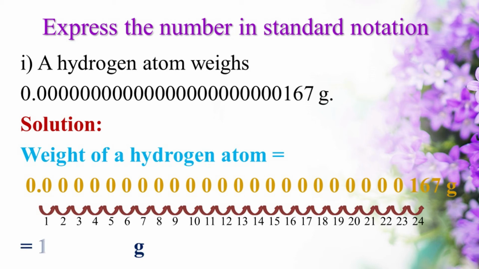Okay, therefore this number can be written as 1.67 into 10 to the power. What should be the power here? Minus 24 gram. The weight of the hydrogen atom is 1.67 into 10 to the power minus 24 gram.